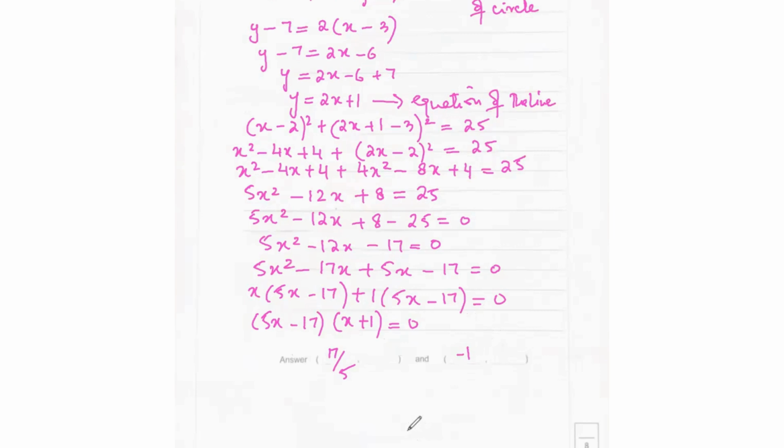Now we have to find the corresponding y values as well. So we put them into y equals 2x plus 1. y equals 2 times 17 over 5 plus 1 is going to give us 39 over 5. And y equals 2 times negative 1 plus 1 is going to give us negative 1. So negative 1 and 39 over 5.